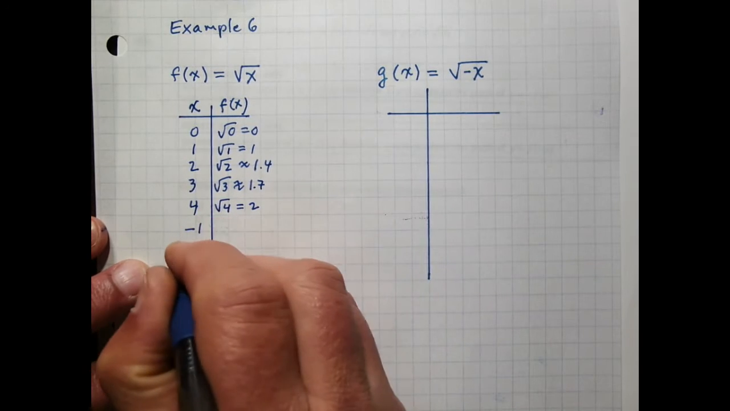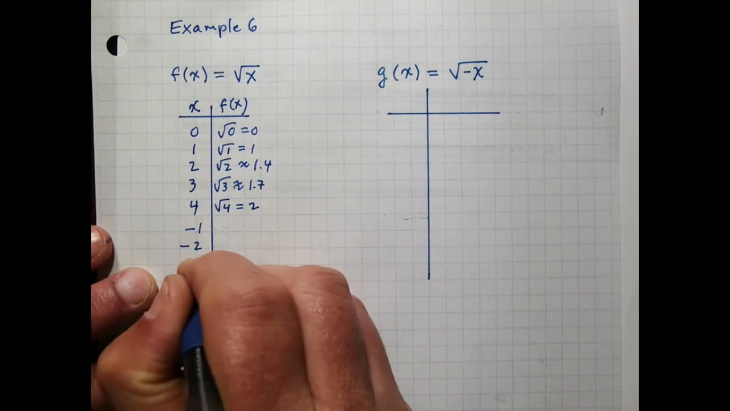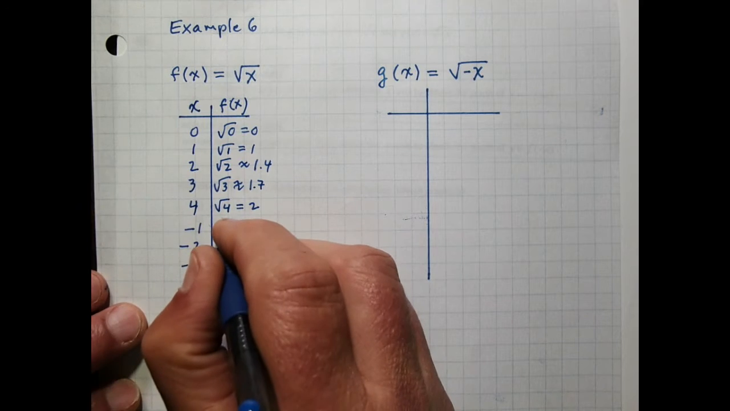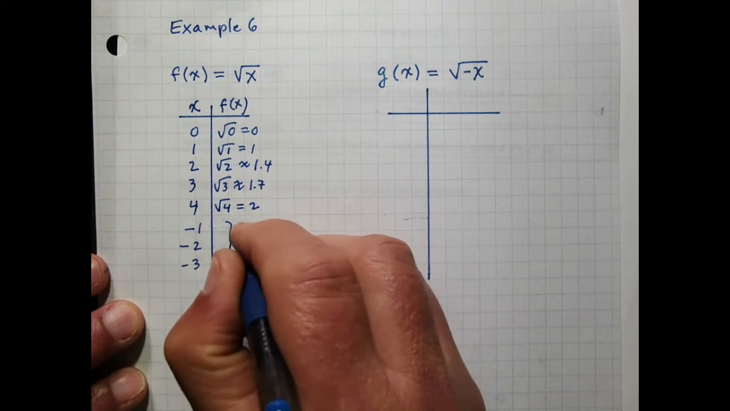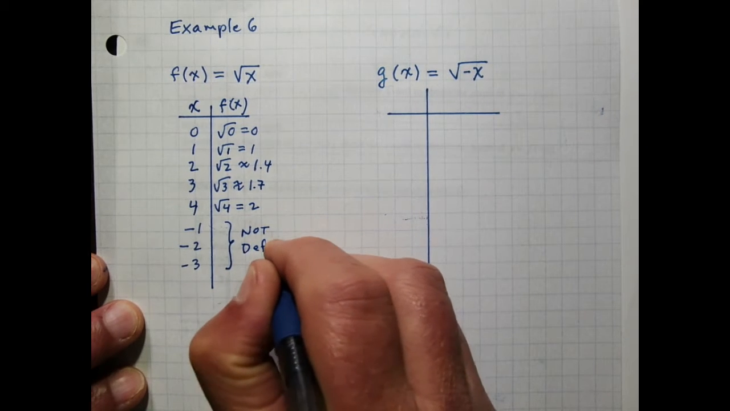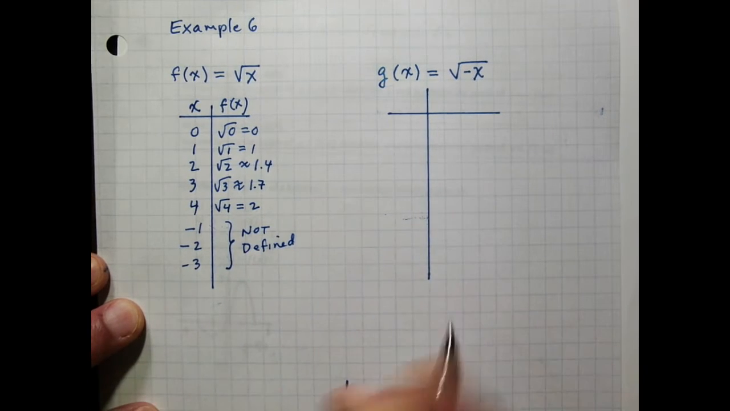And then just note, we've already talked about this, if we try to plug in a negative, we can't do it. We can't get real numbers. So for negative values of x, the function is not defined. There are no points to plot.